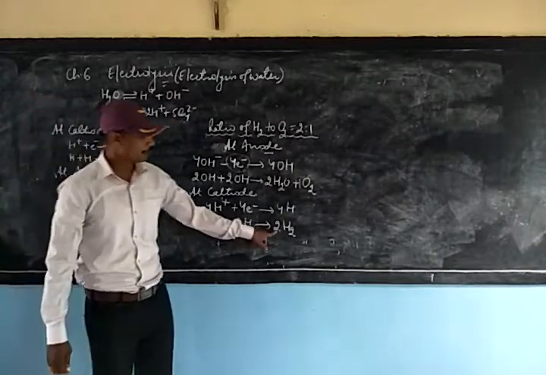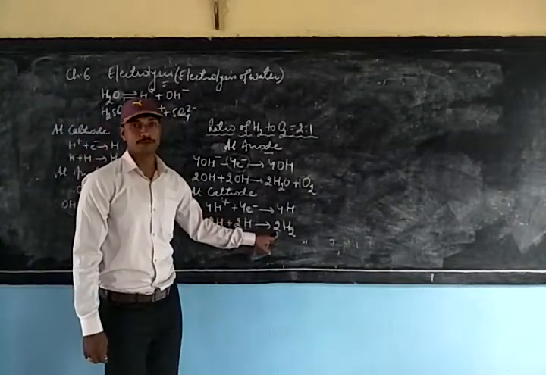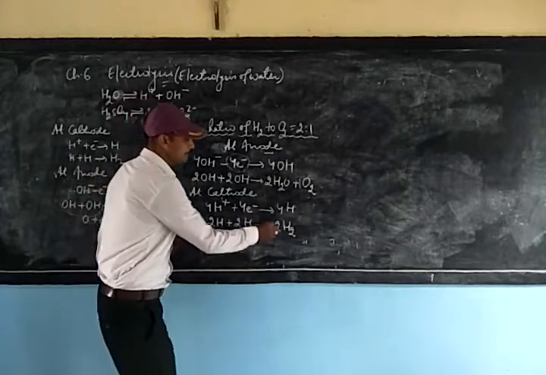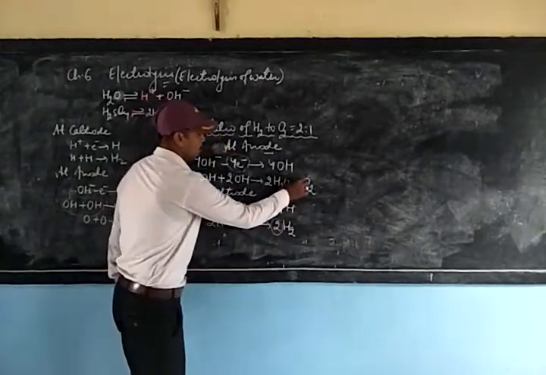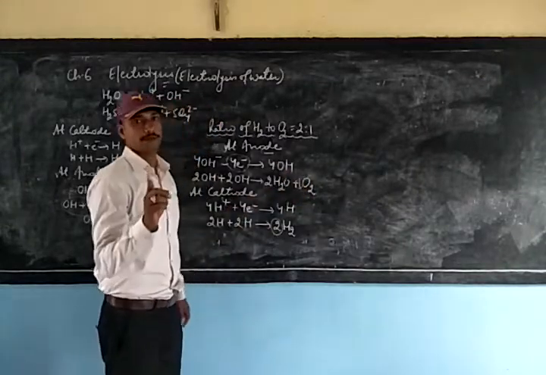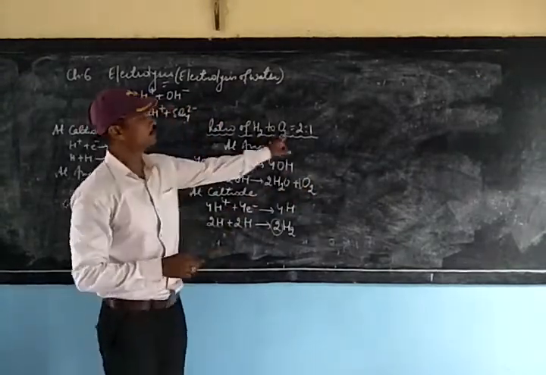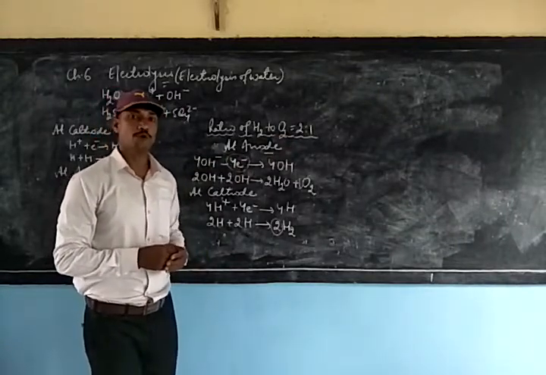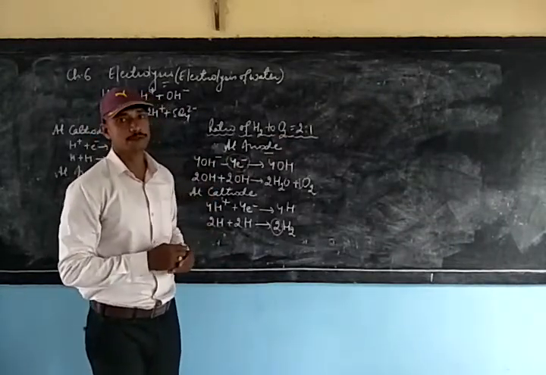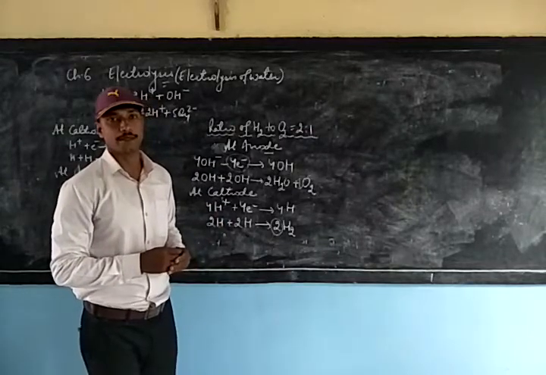So you can see here now the volume comes to 2 volumes. So this is the reason why the volume of hydrogen is 2, whereas the volume of oxygen is 1. And the ratio is 2:1. I hope it's clear to you. It's given in the book also. You may refer to the book for better understanding.